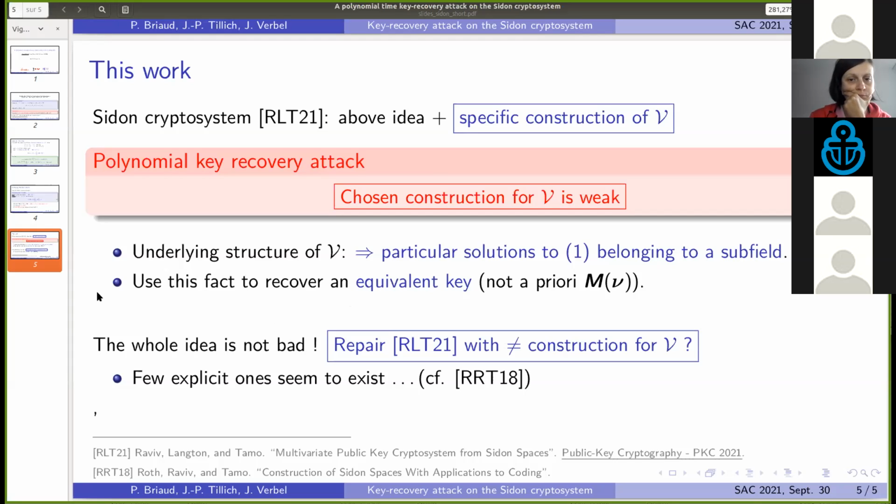But the good news is that it doesn't mean that the whole idea to use Sidon spaces for crypto is bad, because you can still repair the scheme if you use another construction for the Sidon space V. The only drawback is that few explicit constructions of this type exist, and they are essentially all summarized in this paper. So for the moment, there is no direct way to repair the scheme. Thank you for your attention, and don't hesitate if you have questions.